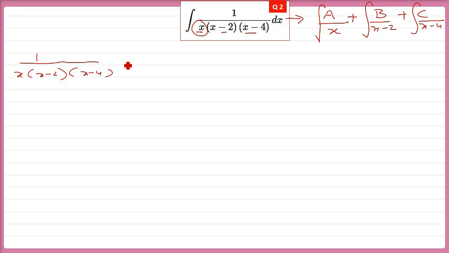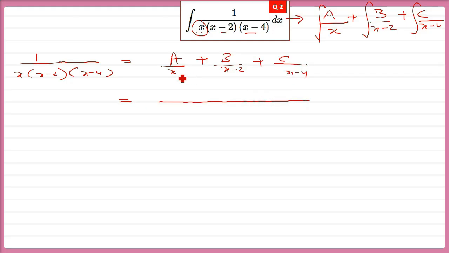Now we'll write it as I just suggested, a by x, b divided by x minus 2 and c divided by x minus 4. Now take the LCM. So how to take the LCM? Sometimes it will be difficult for some students. So just multiply the denominator, all the terms, x, x minus 2 and x minus 4. Now apart from x, whatever is there, multiply it with a. That means x is already there, so you have to multiply a with x minus 2 and x minus 4.